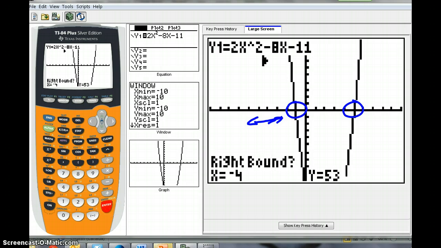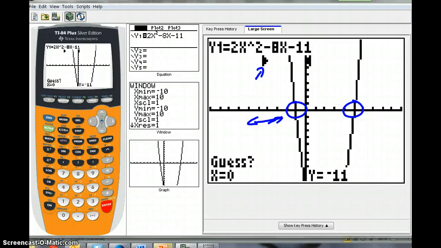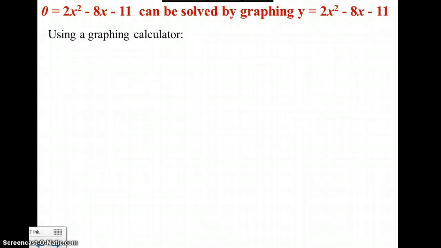And notice it puts the corresponding boundary marker up there. It now wants a right boundary. So anything right of that, looks like 0 might be right of that. So I'm going to type in 0 for x. And that puts up my right boundary. And now if I press enter again, or I can scroll near that guess, I find out that the zero is -1.082207. All right, so let's make a note of that back in our slide. x equals -1.082207.